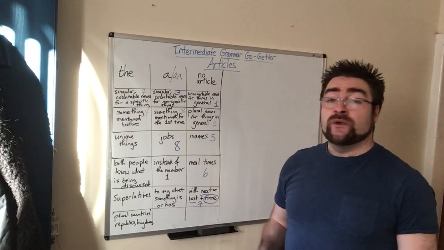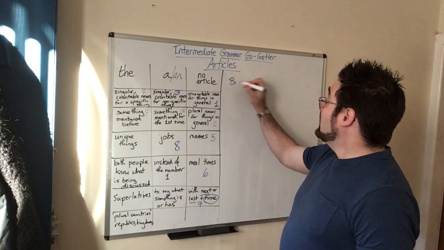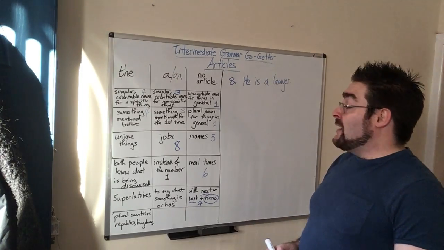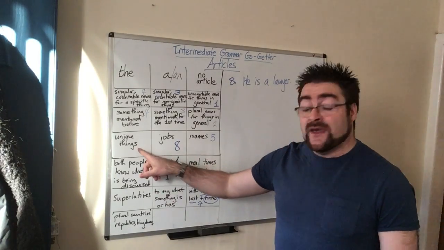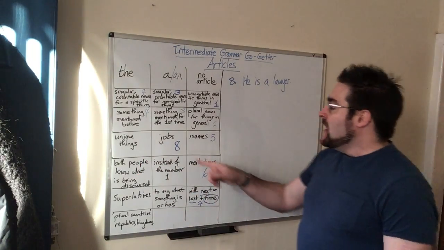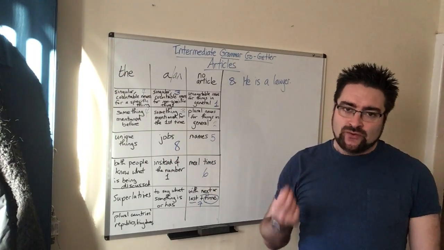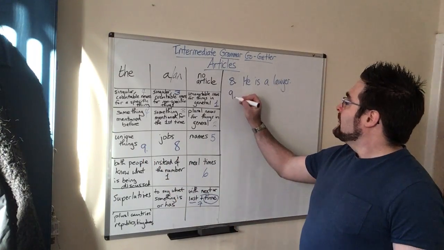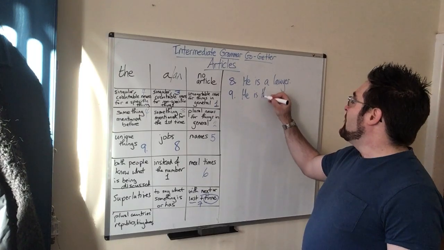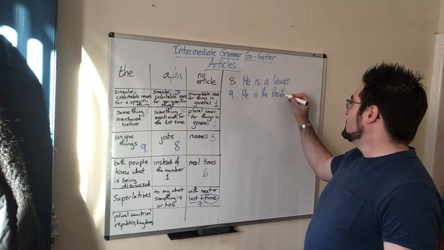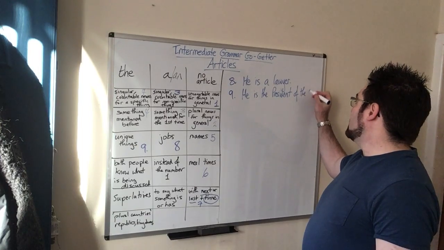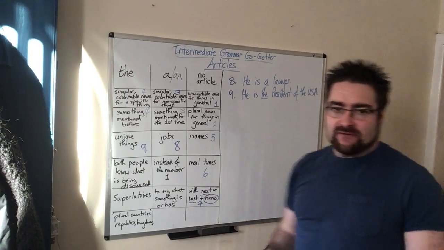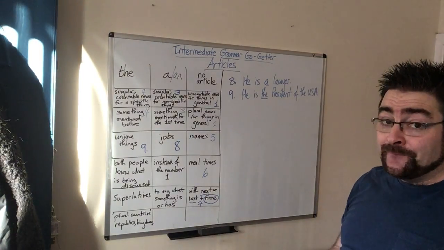So first of all, we use it for jobs. So he is a lawyer. Now in the next video I'm going to discuss unique things, but I'm going to touch on it just now. We use it for jobs unless that job is unique. So for example, I'll put it in here, why not? He is the President of the USA. Okay, now this is a unique job. There is only one, and therefore we use the.